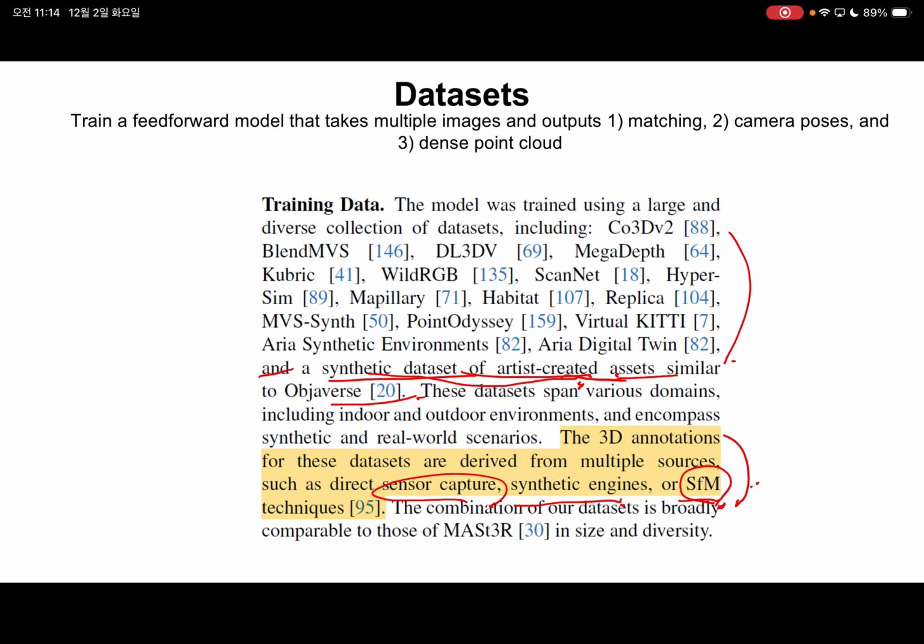From casually captured video, they use structure from motion, or some videos with special devices. They use some sensor to get camera poses. For the synthetic data set, they know everything about the 3D scene, so they can use such a synthetic engine to get 3D annotation. As you can see, there are many data sets, right?